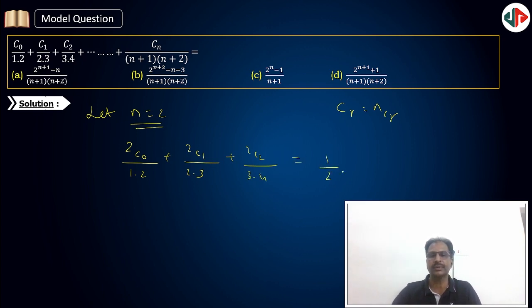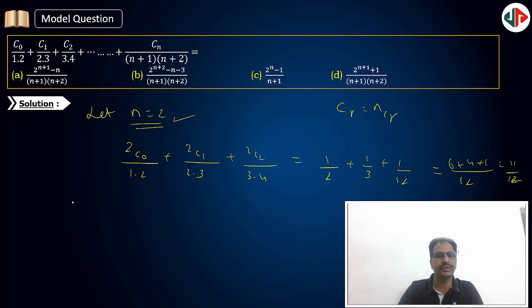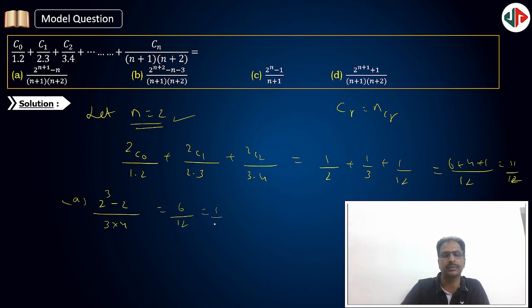Now simplify this: 1 by 2 plus 2 by 6, that is 1 by 3, plus 1 by 12. Take LCM 12: 6 plus 4 plus 1. So I got 11 by 12 by taking n as 2. Now verify the options. What is the first option when n is 2? 2 power 3 minus 2 by 3 into 4, that is 8 minus 2, 6 by 12, which is 1 by 2.